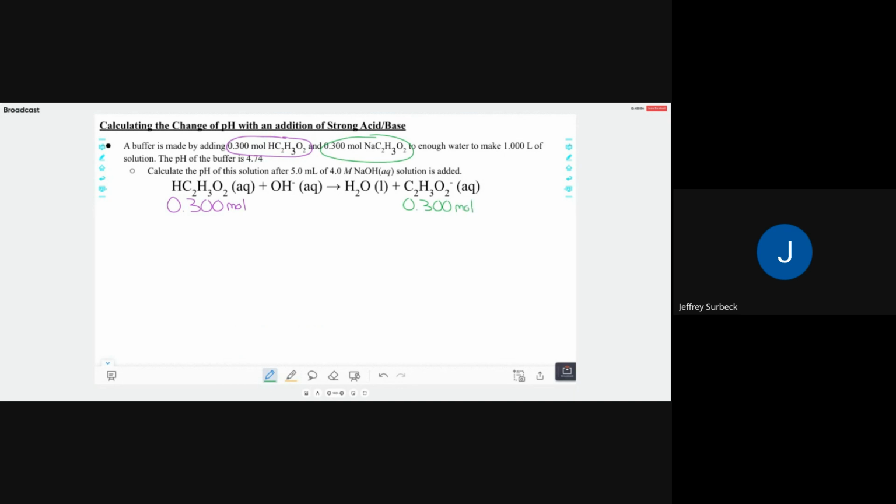Now, what we need to think about is what is happening to our concentration as we add sodium hydroxide. And first off, is sodium hydroxide a strong acid or a strong base? It has OH. Strong base. Yes, strong base. Keep that in the back of your mind as we go through this. Now, what we have to think about is we've added 5 milliliters of this 4 molar solution.